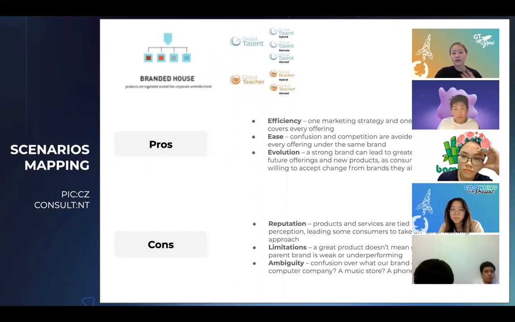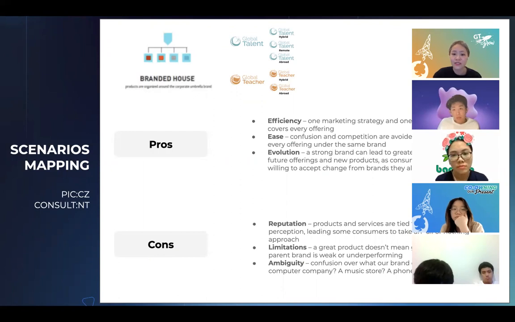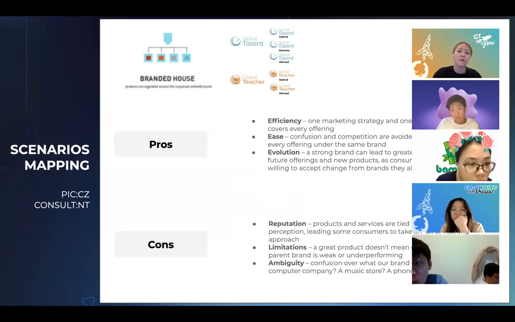We also analyzed the pros and cons, which you can check later after this session because we don't have much time. But in general, you can see that the major difference with the branded house, which has the features themselves, is that it is more efficient, easier, and simpler to evolve, because it doesn't really require a lot of marketing investment, especially creating and launching a new brand.